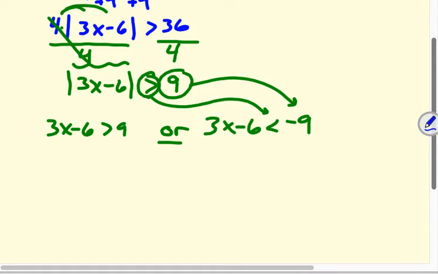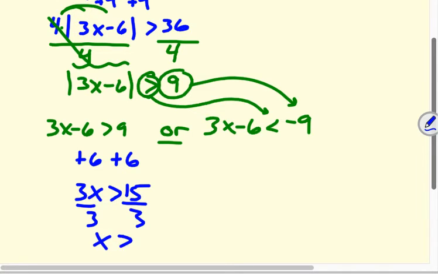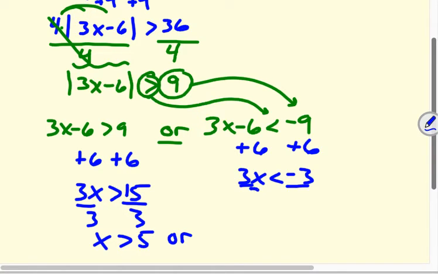So, adding 6, 3x is greater than 15, divide by 3, x is greater than 5. Or, adding 6, 3x is less than negative 3. Divide both sides by 3. I don't want to flip my symbol here because I'm dividing by a positive 3 on both sides. So x is less than negative 1.